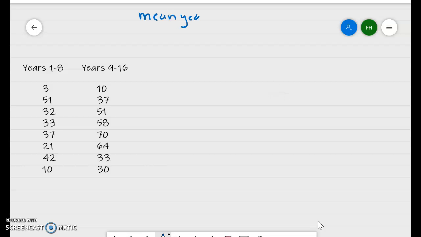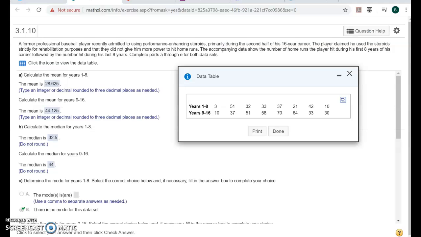I'd already put this in my calculator, so I was trying to retrace my steps. So you add all these numbers up under years 1 through 8, and you divide by 8, the total number of data points you have, and for the mean for years 1 through 8, you will get 28.625. And it says round to 3 decimal places, so it's already at 3 decimal places, so that is your mean.